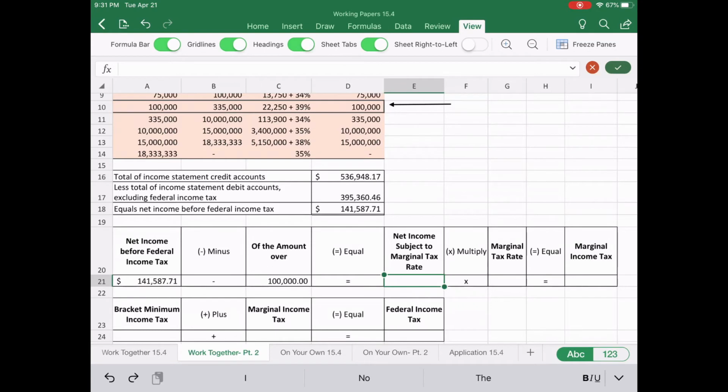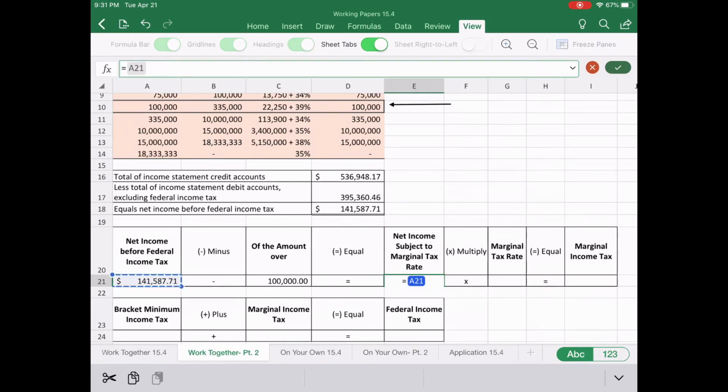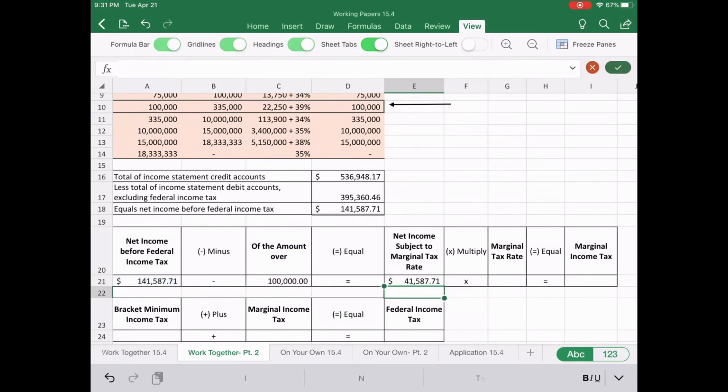All right. To figure out this net income subject to marginal tax rate, we just perform this calculation. So equals this number minus this number. Okay. So the amount that's subject to marginal tax rate is $41,587.71.